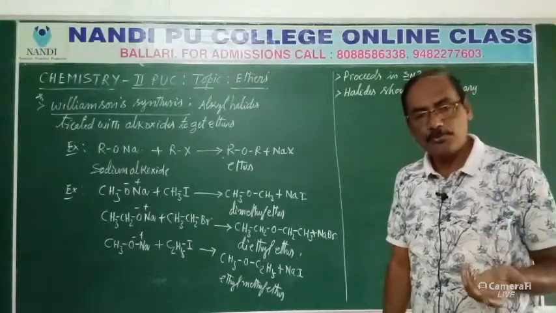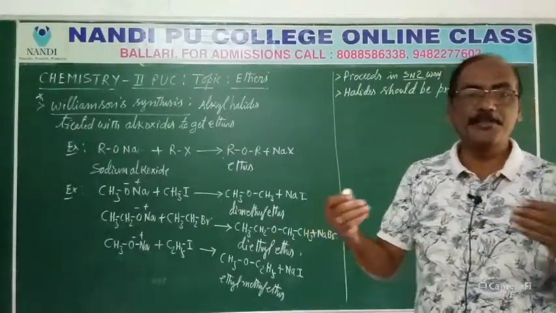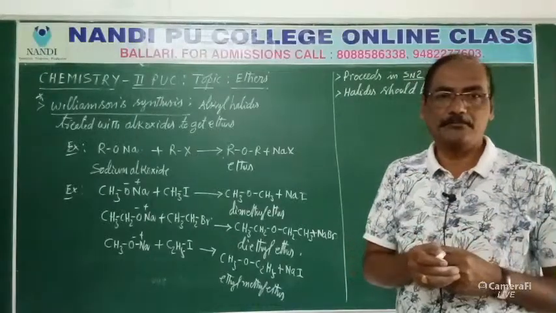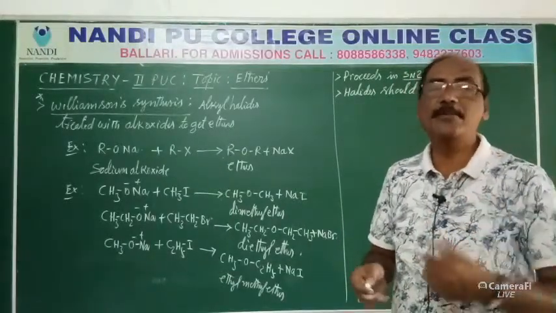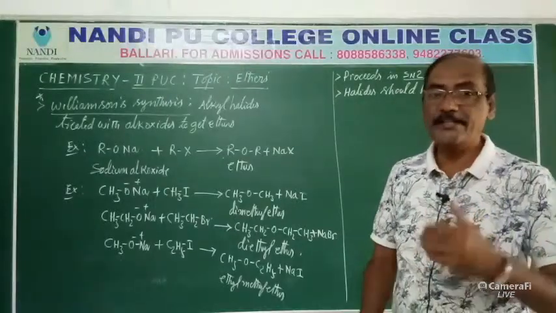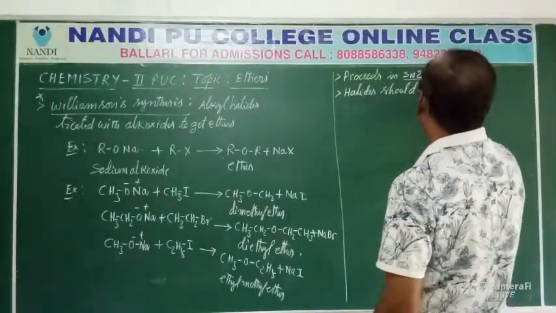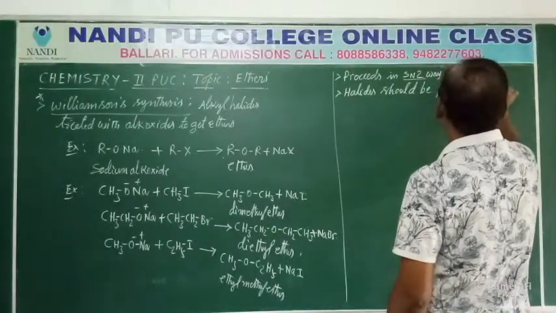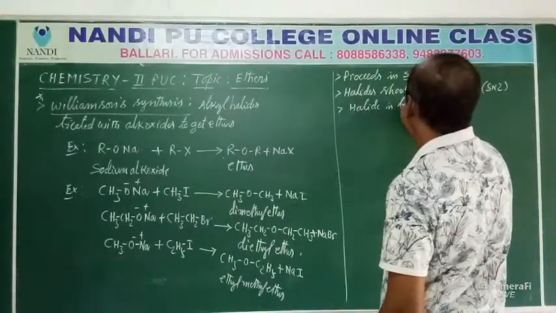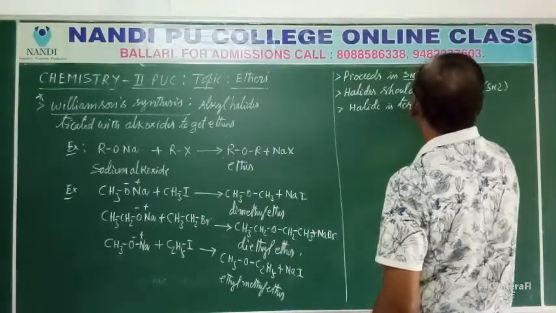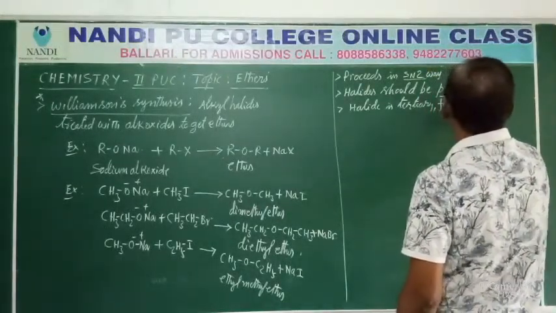Right, children? Suppose when you take secondary and tertiary halides, when you take secondary, there is a combination of substitution and elimination. So that depends on the conditions. If you take tertiary, definitely it goes elimination. We won't get the substitution product. This is very important information. That means the halide should be primary. If it is primary, the SN2 mechanism is followed. If the halide is tertiary, it follows elimination reaction.